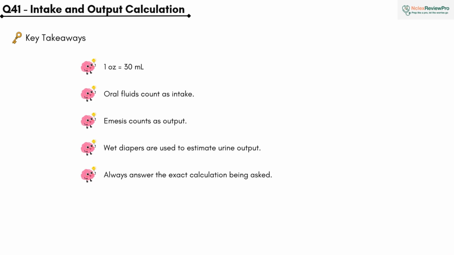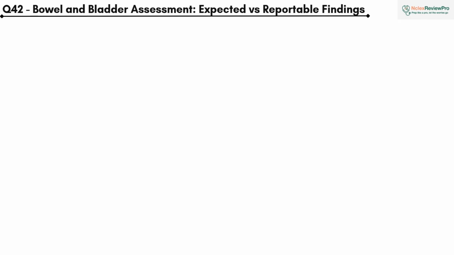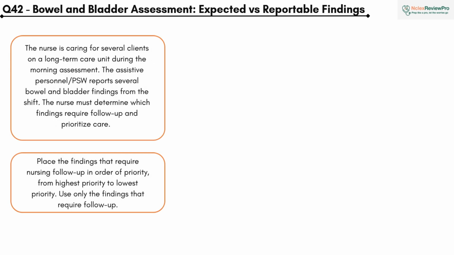Okay, let's keep going. We are approaching the final question of Section 5, Nutrition, Hydration, and Elimination Basics. Here we go. Question 42. Ordered response. Bowel and bladder assessment. Expected versus reportable findings. Clinical scenario. The nurse is caring for several clients on a long-term care unit during the morning assessment. The assistive personnel, or PSW, reports several bowel and bladder findings from the shift. The nurse must determine which findings require follow-up and prioritize care.